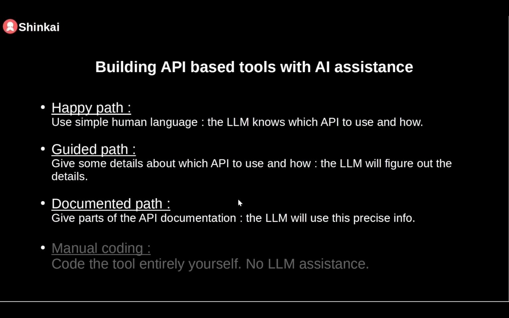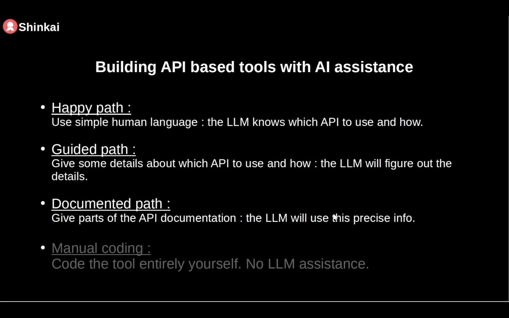If this is not enough, you could use a more documentation-heavy approach where you think the LLM just doesn't know about the API you want to use, so you paste into your prompt some part of the API documentation that you want to use. This way the LLM will have very precise information and will be able to build the exact API calls you want to use. And then, of course, you can always manually code everything or tweak the code manually if you want to.